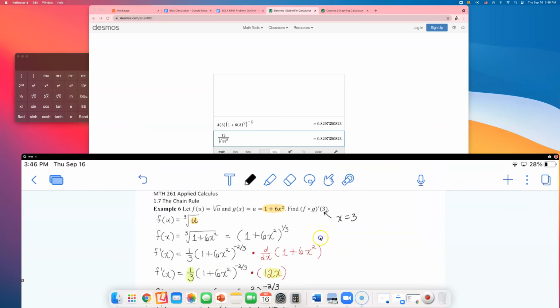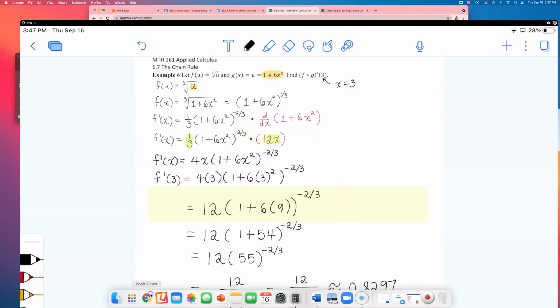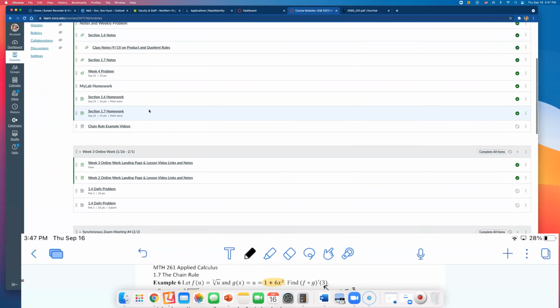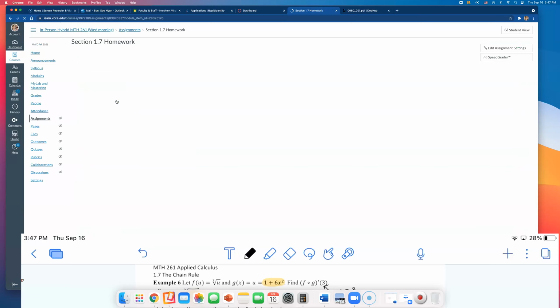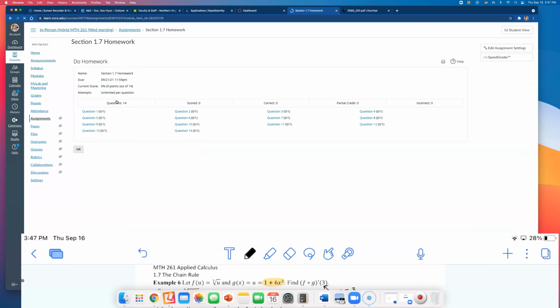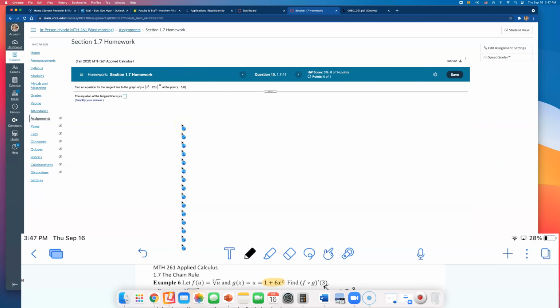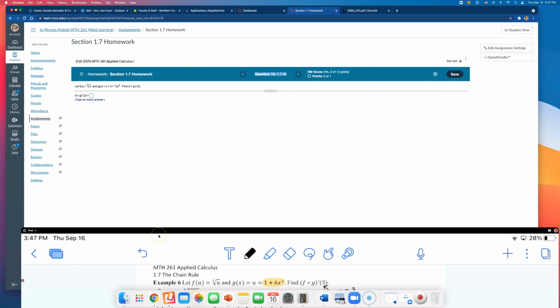So, all right, I'm going to go in and take a look at the homework with you in this very video. Where did I get this from? It was one of your homework problems. So 1.7, right? The chain rule problems. Maybe number 10? No. That looks like this is it. This is it. This is where I got it from. Type an exact answer.